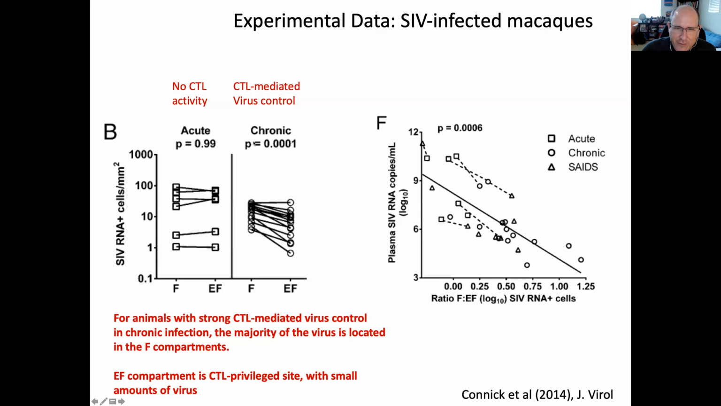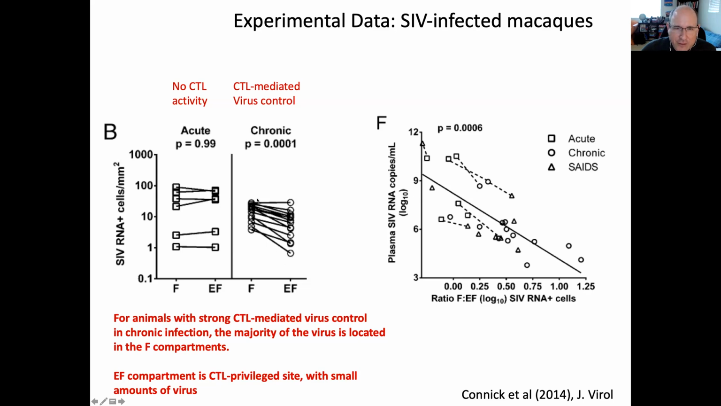But now let's look at the chronic phase of the infection, where CTL responses can be there. And different animals can vary in the strength of the CTL response. Some animals have very weak CTL responses and bad virus control. Others have stronger CTL responses and stronger virus control. And you can see here, the ones with the better CTL responses are the ones that have the low amount of virus in general, and that's sort of the lower points. And you can see a clear difference in the abundance, with significantly more virus being present in the follicular compartment and very little virus in the extrafollicular compartment.